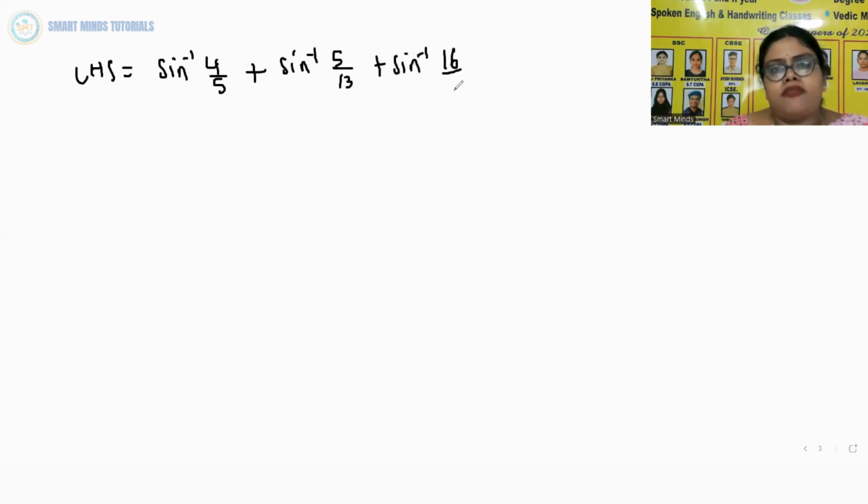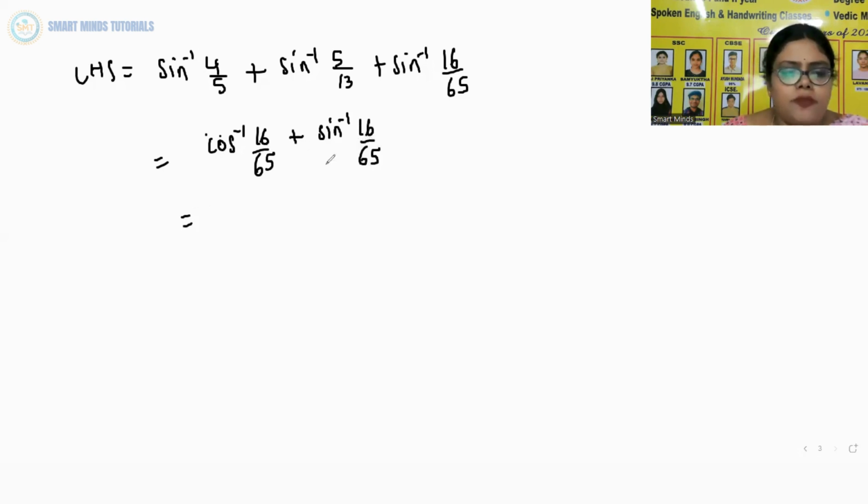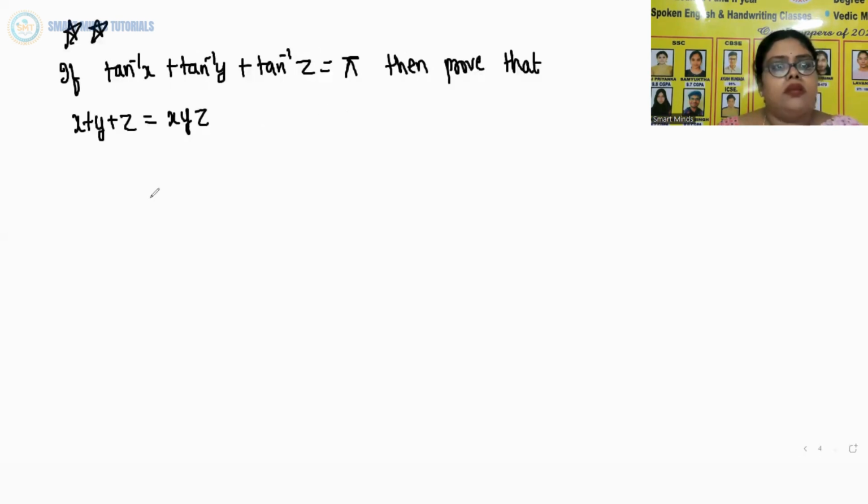Now let us take LHS. So LHS is sine inverse 4 by 5 plus sine inverse 5 by 13 plus sine inverse 16 by 65. But just now we got the sum of the first two terms as cos inverse 16 by 65. And the last term is sin inverse 16 by 65. But we know that cos inverse theta plus sin inverse theta is pi by 2. So which is equal to pi by 2, which is equal to RHS. Now take the next question.